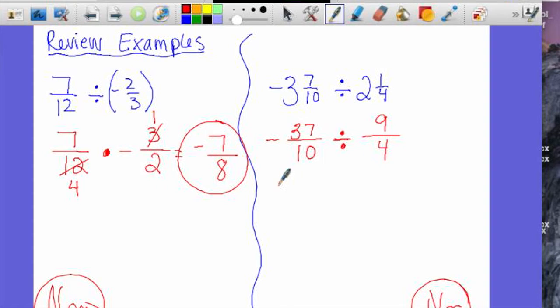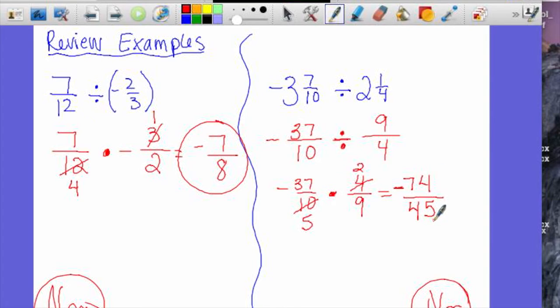Okay, so now I'm ready to keep, change, and flip it. So keep it, change it, flip it, and cross cancel. Let's see, 10 into 4, well, I can divide those both by 2. 4 divided by 2 is 2. 10 divided by 2 is 5. Unfortunately, 37 and 9 do not have anything in common. So, moving along, 37 times 2 will be 74. And 5 times 9 is 45. And I know it's negative, so I'll put that on there.